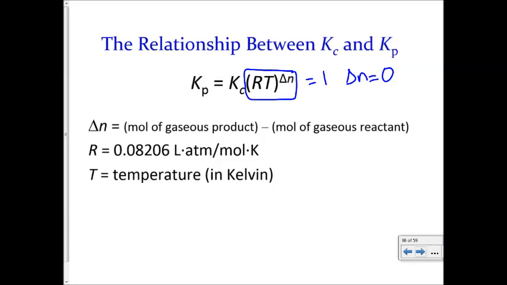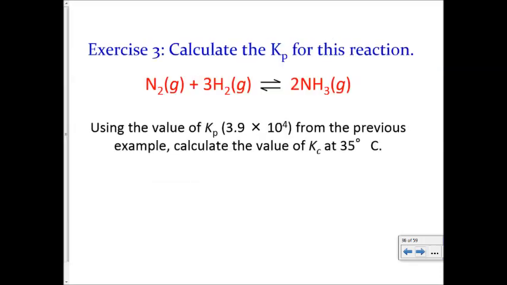Okay? So now, looking at exercise 3. Calculate the K value for the following reaction using Kp calculated in exercise 2. So our Kp that we just did was 3.9 times 10 to the fourth. We're going to be using that in this particular one here. So go ahead and take a look at calculating that.